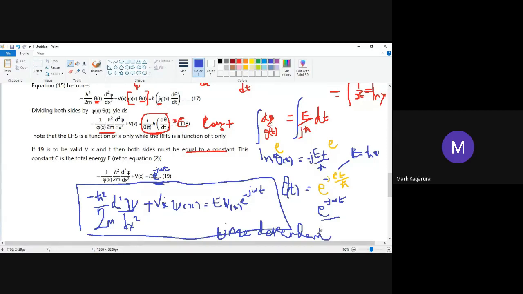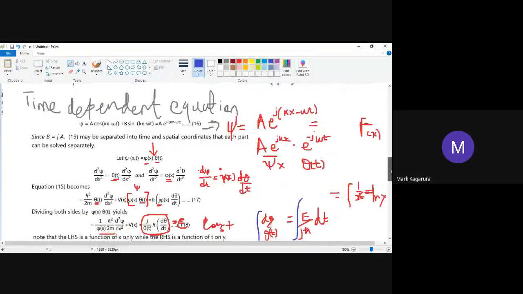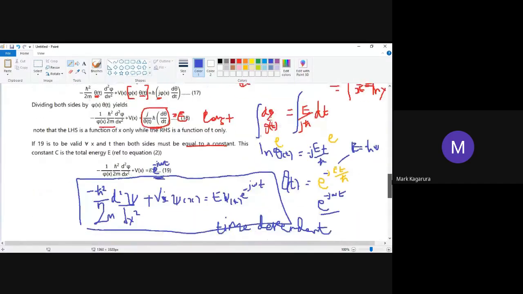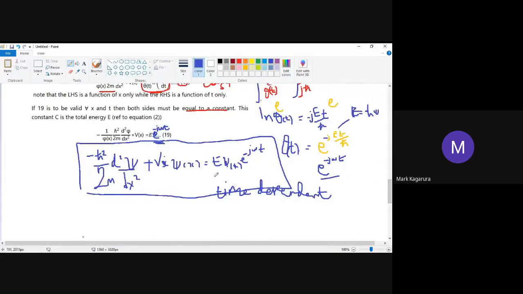So for the time-dependent bit, you have to go back and define the wave function in terms of this, and then solve that natural log, and then come to here. But most of the solutions that we use are time-independent. So that's it for today, guys.